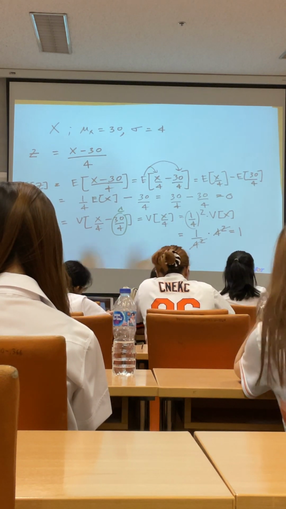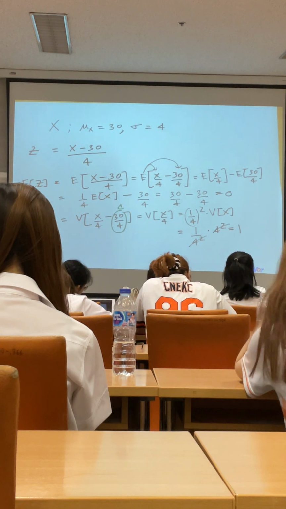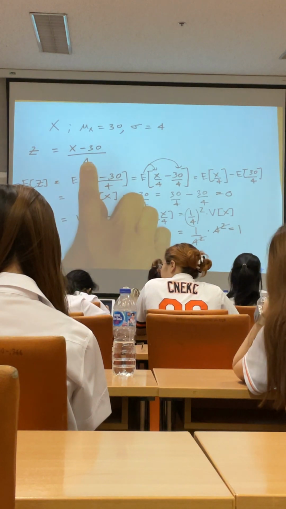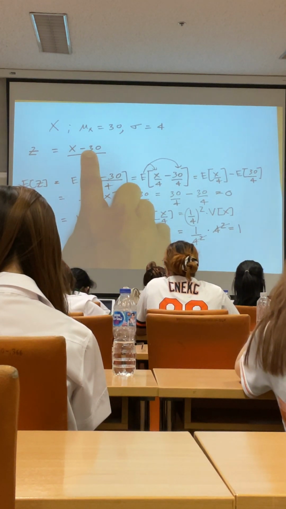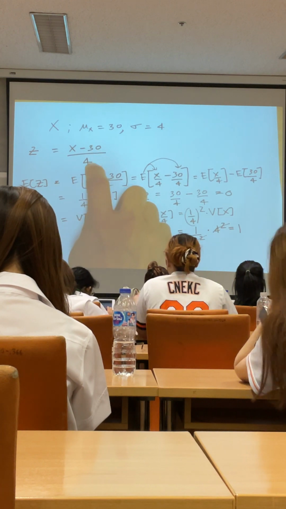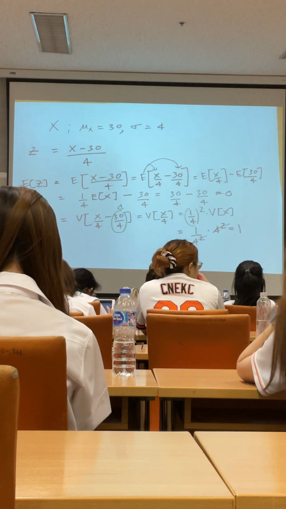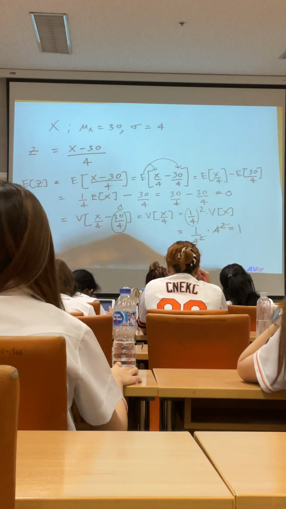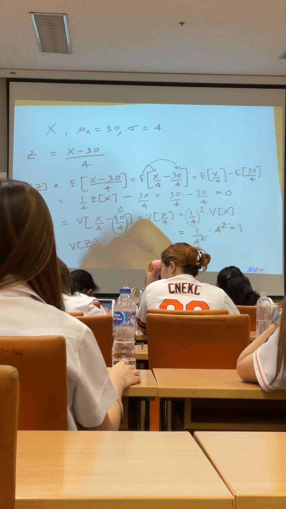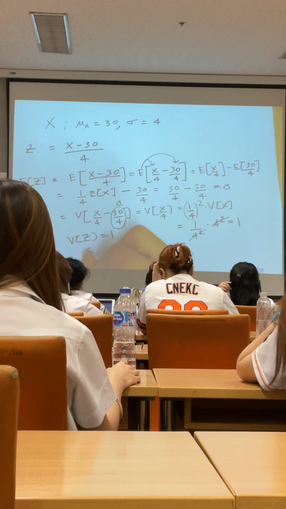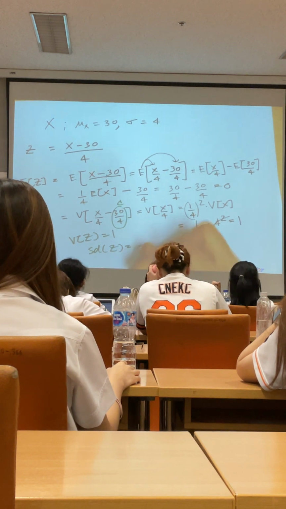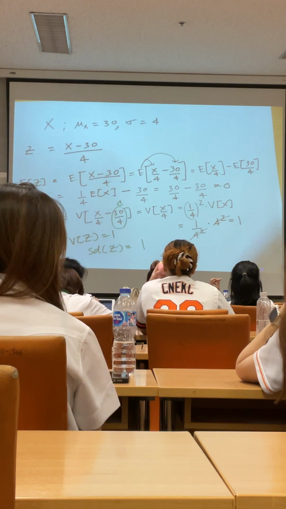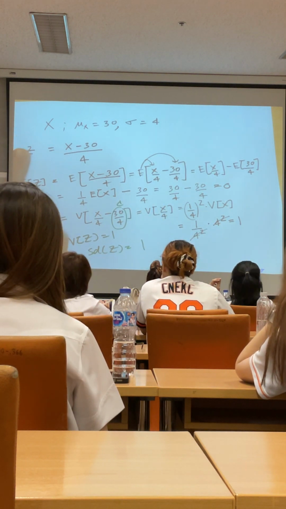So we can prove from the properties of expectation and variance that we learned that when you use this formula, x minus the mean divided by the standard deviation, you're going to have an expectation of 0 and a variance of 1. A variance of 1 means that the standard deviation is also 1, because 1 squared is 1. And you can see that x doesn't have to be normal.